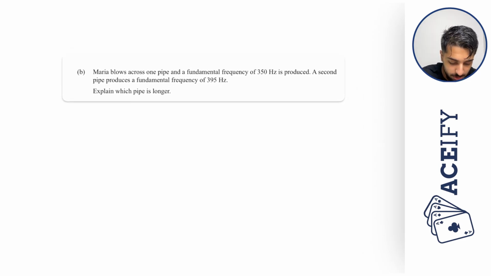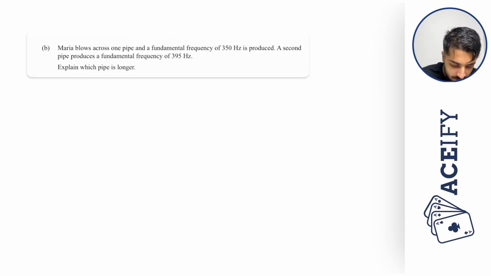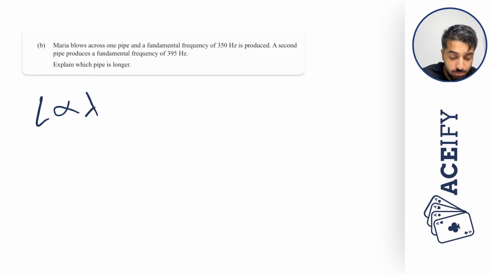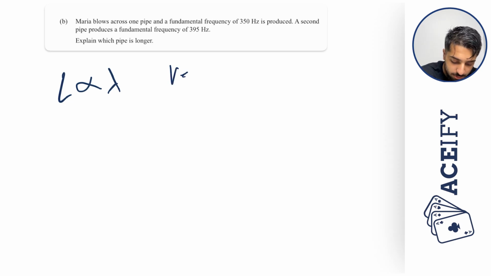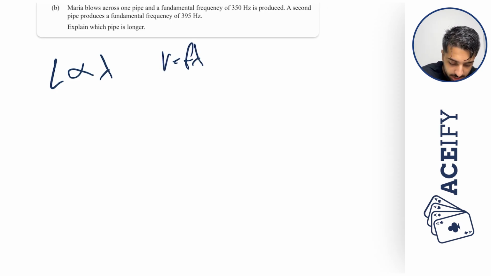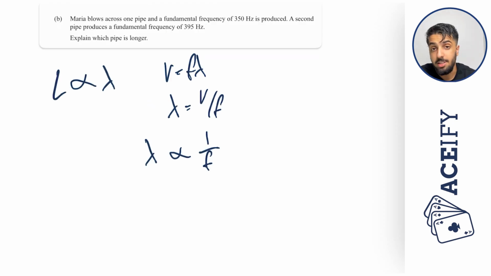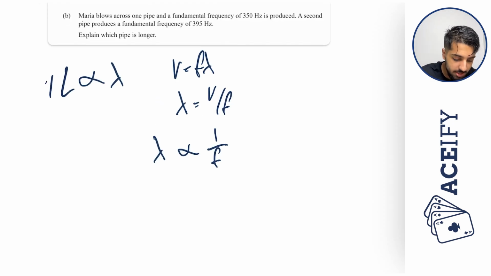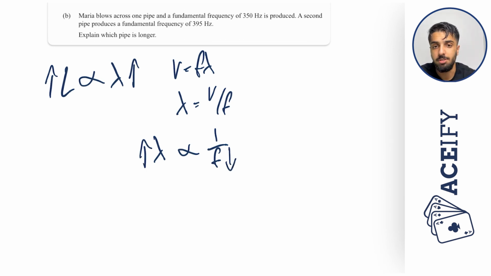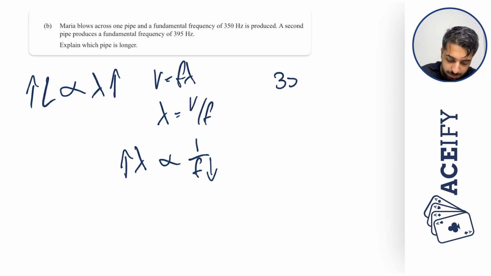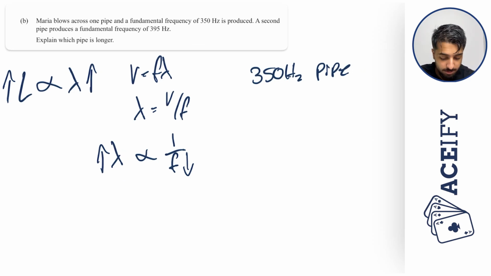Okay, so we know from this equation right here that our length is directly proportional to the wavelength. Now, due to v = fλ, and therefore λ = v/f, we can see that the wavelength is inversely proportional to the frequency. And so as you can see, if the length increases, the wavelength will also increase, and if the wavelength increases, then the frequency will decrease. And so therefore the 350 Hz pipe has the lower frequency out of 350 and 395, and therefore the 350 Hz pipe is the longest.